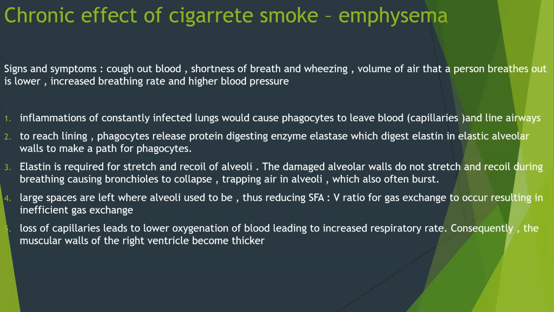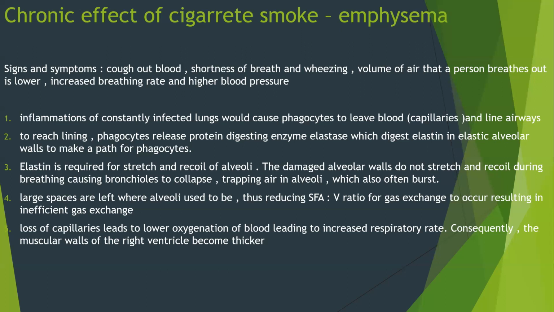So what happens is the inflammations of the constantly infected lungs, it causes the phagocytes, and phagocytes are a type of white blood cells. So we'll talk about that more in the immune system chapter, but just know that phagocytes are a type of white blood cells. So it causes phagocytes to leave the blood capillaries and to line the airways. And for the alveoli to reach the lining, it must release this protein digesting enzyme called elastase. It digests elastin, and we know that elastin is involved in giving alveoli its elastic features, right? So they digest elastin in the elastic alveolar walls to make a path for the phagocytes.